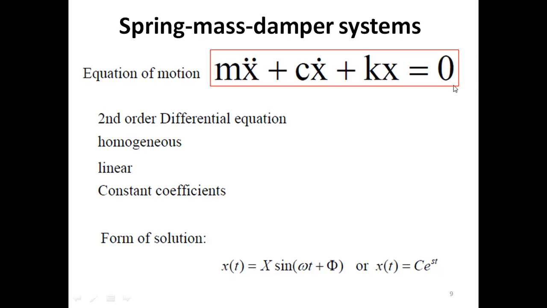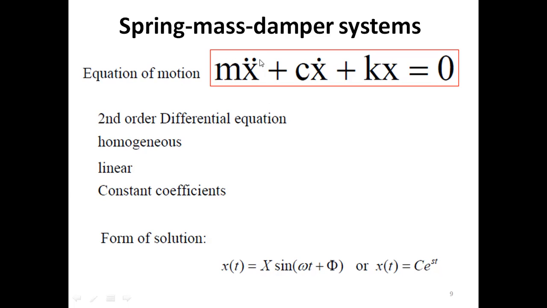Normally, in case of forced vibration there would be a forcing function there, but in case of free vibration there would be no forcing function, 0 forcing function, so we would have 0 here. So if we look at the differential equation, we have a second order differential equation. You see two dots here, so it is a second order homogeneous differential equation, because on this side we have 0. We have a linear differential equation.